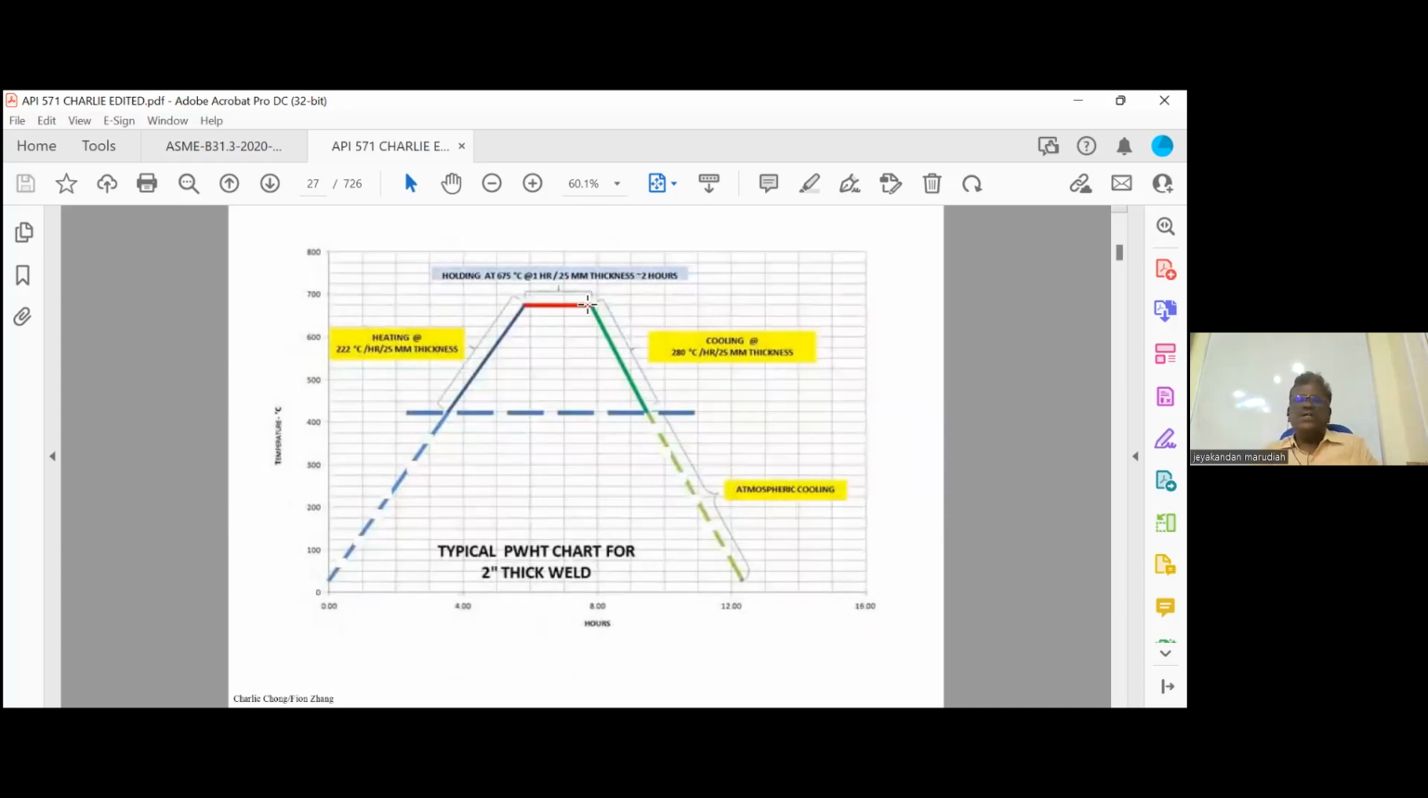This depends on which axis you are having. Now, if we take the PWHT graph, if you take time on the y-axis and temperature on the x-axis, the graph will be like this. This is the shape of the graph. And this area is called heating. This is called holding or soaking. It is called cooling.